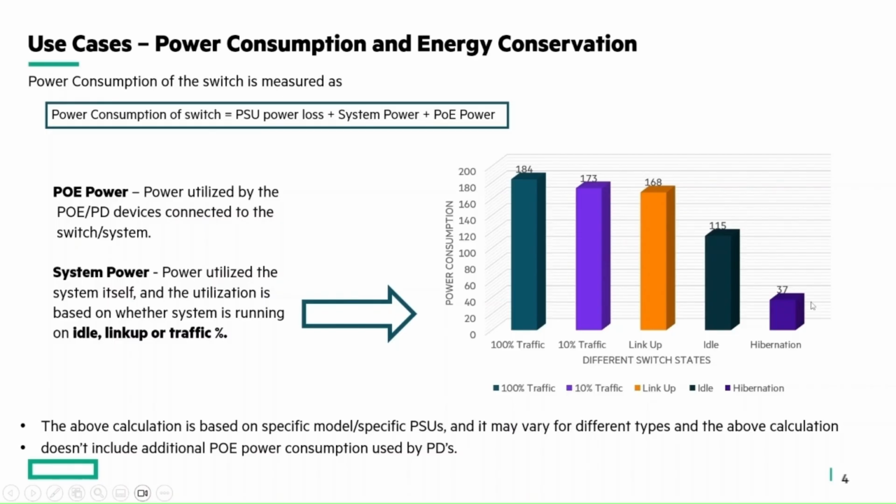The point to note here is the hibernation. You can see that when the switch is put into hibernation, the power consumption of the switch should be 37 watts. So you can see a significant decrease in the power consumption here.